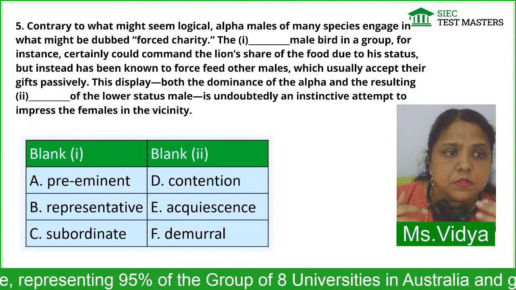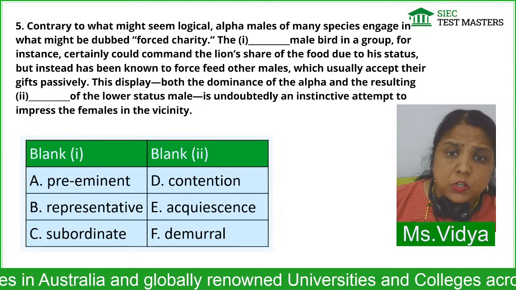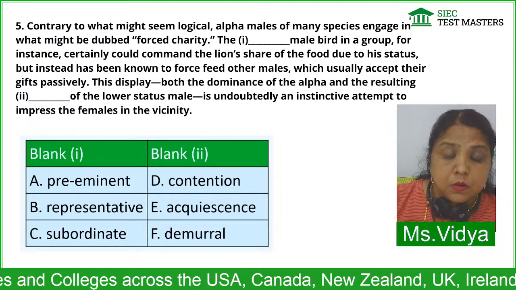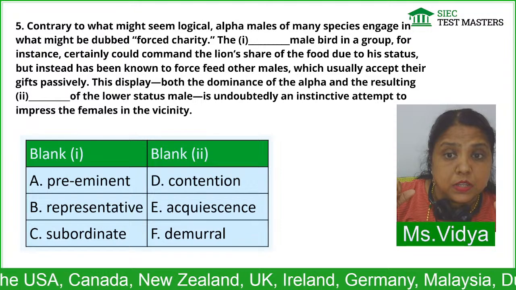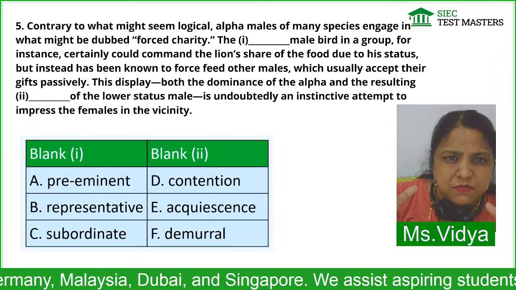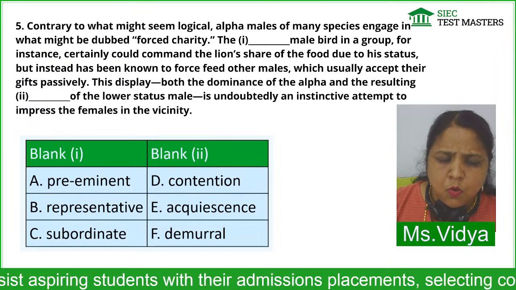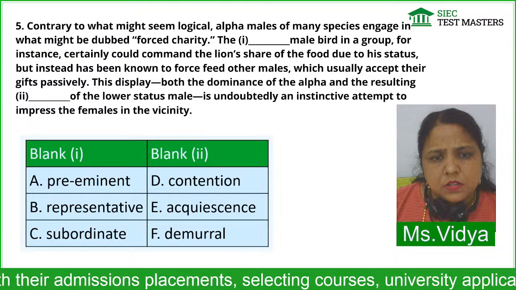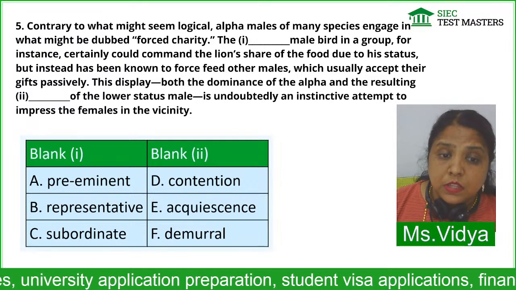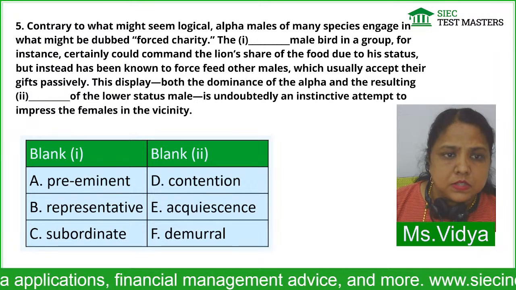They accept their gifts slowly, passively, somewhat unwillingly. So this displays both the dominance of the alpha and the resulting dash of the lower status male. What do they do? They accept the gifts passively. So, what is the predicted word? Resulting passivity, passiveness. That's what I feel. So, which word is closest to my answer? Contention means argument. No. Demurral means objection. No. Acquiescence. Acquiescence means acceptance of anything passively, somewhat unwillingly. So acquiescence is the right word.